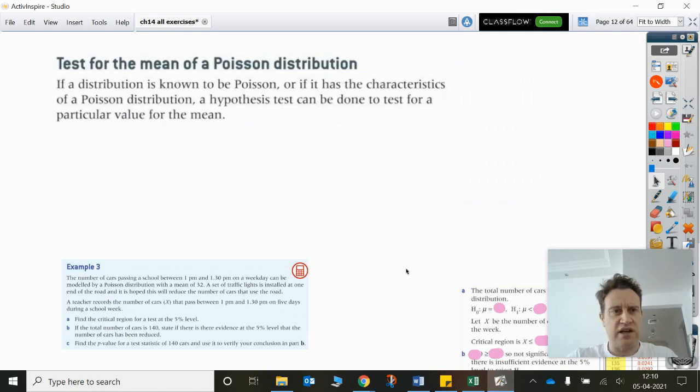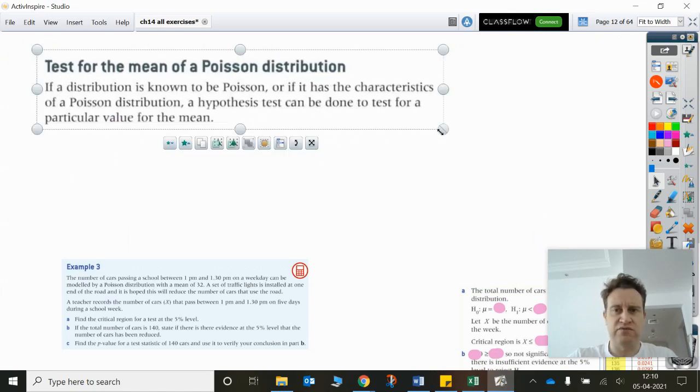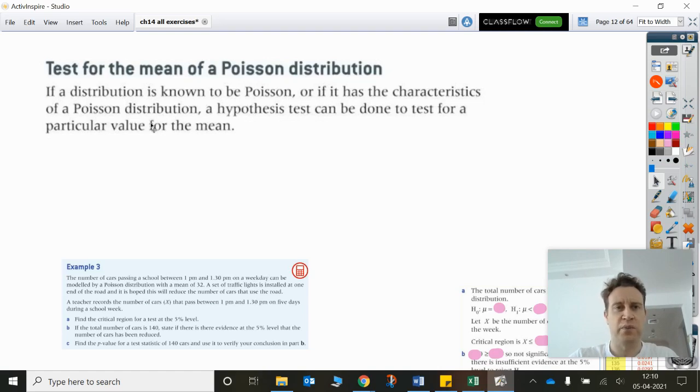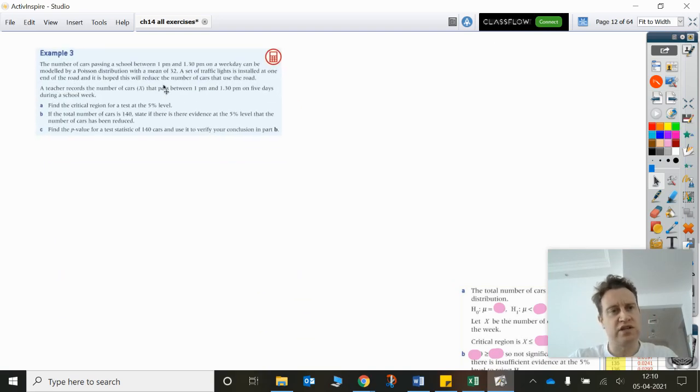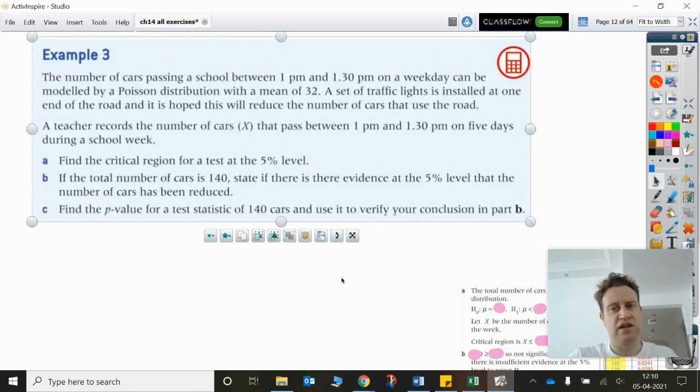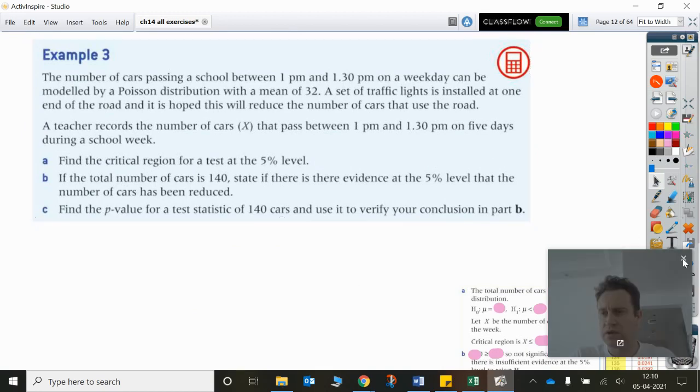Let's have a look at this. Let's just recap on what it says. If a distribution is known to be Poisson, or if it has the characteristics of a Poisson distribution, a hypothesis test can be done to test for a particular value of the mean. So we're checking for the parameter lambda or alpha or mu, if you like, in this case. Let's do this through the question. It should be fairly straightforward given the last one, if you put the effort into the last video or the last exercise. So let's look at this one.